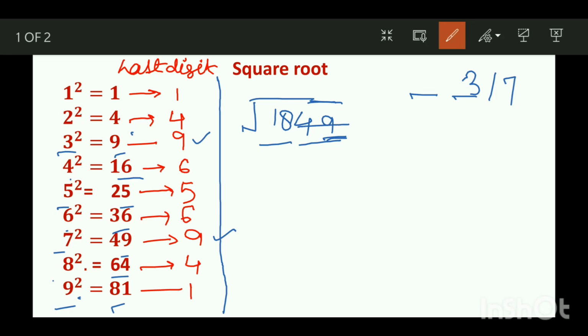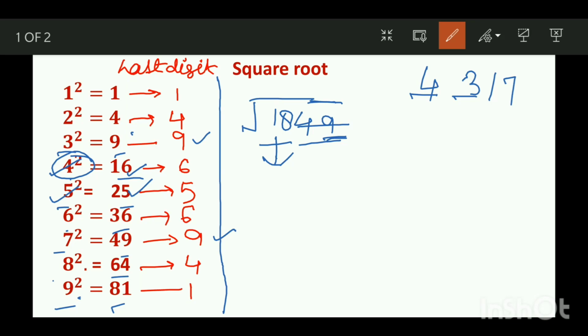Now we will ignore this. 18. Okay, 18 will fall between 16 and 25. Okay, so 4 square and 5 square. In this case we will always take the smallest number, means 4. Okay, so first digit is complete, it is 4.